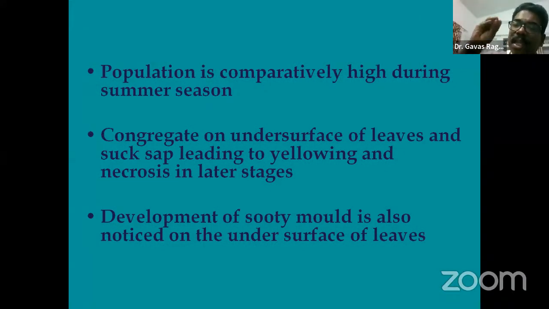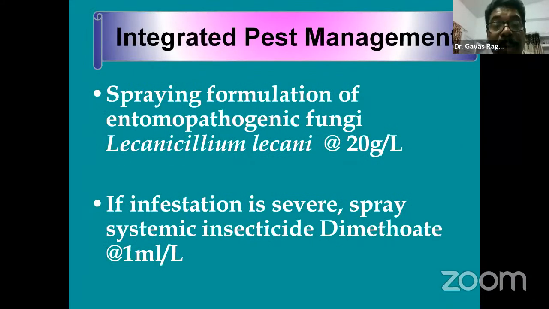And this is nothing but excreta. It's a sugary solution, an excreta which is thrown out of the body by the sucking pest. How to manage this pest? Spraying a formulation of entomopathogenic fungus is specifically used to manage them, that is Lecanicillium lecanii at the rate of 20 grams per liter.